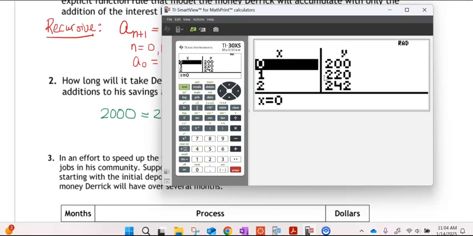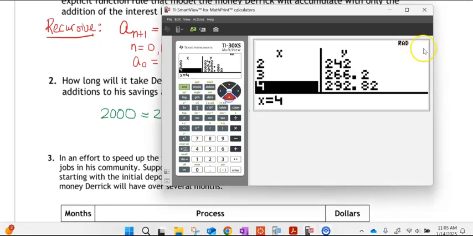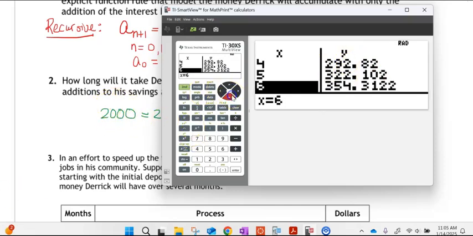So now I've got this, and now I can see how much money I would have each month as we're going. So we have 200, 220, 242, and then it's going to just keep on going. What we need to do is see when this y, this output value here, equals the output value I wrote here, the 2,000. I need to know, when is this balance on the bank account going to equal 2,000?